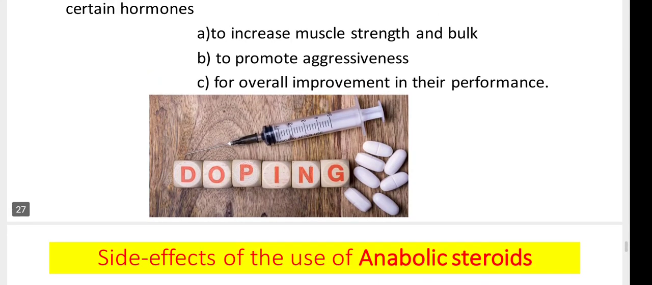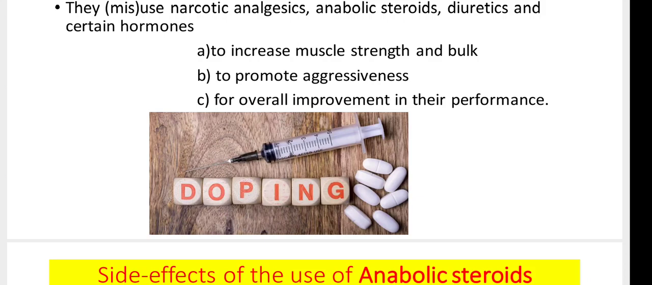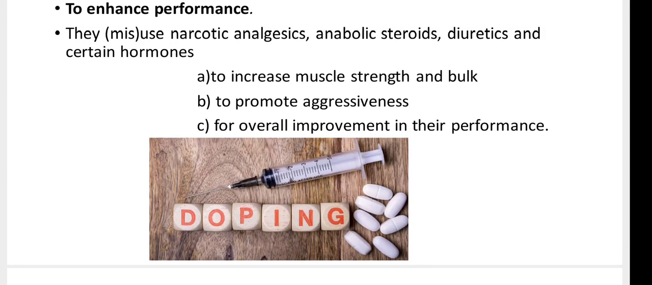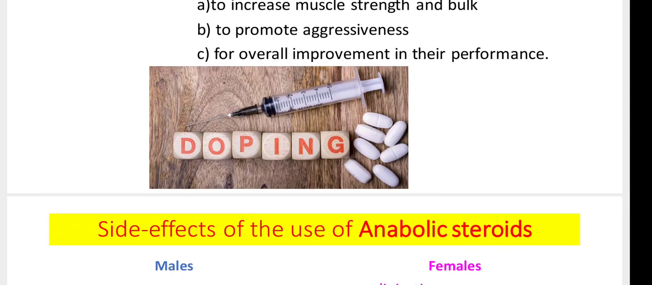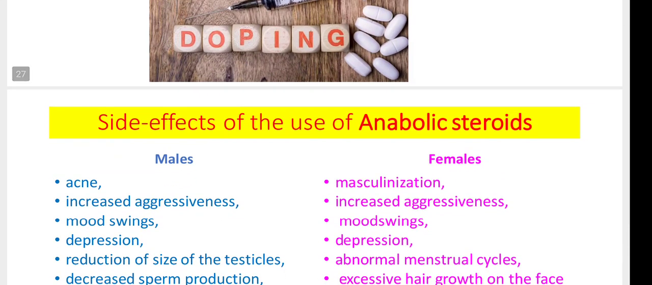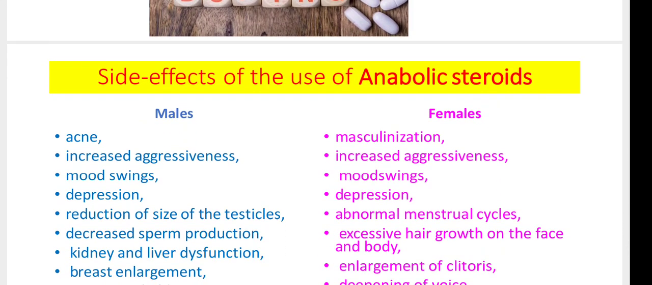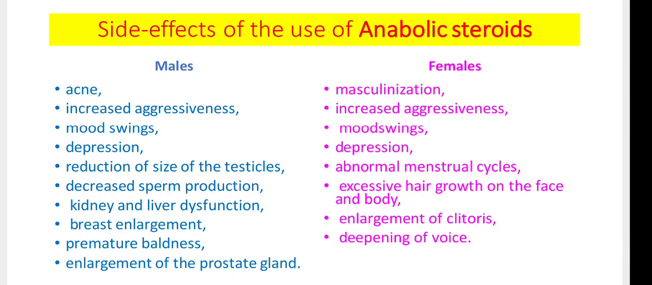If any person is found having taken an extra dose or different drugs, then finally that person is banned for a few years, and sometimes a lifetime ban is also given. Let us talk about the side effects of different anabolic steroids in male and female. In the male: acne, increased aggressiveness, mood swings, depression, reduction in the size of the testicles, depressed sperm production, breast enlargement, and premature baldness.